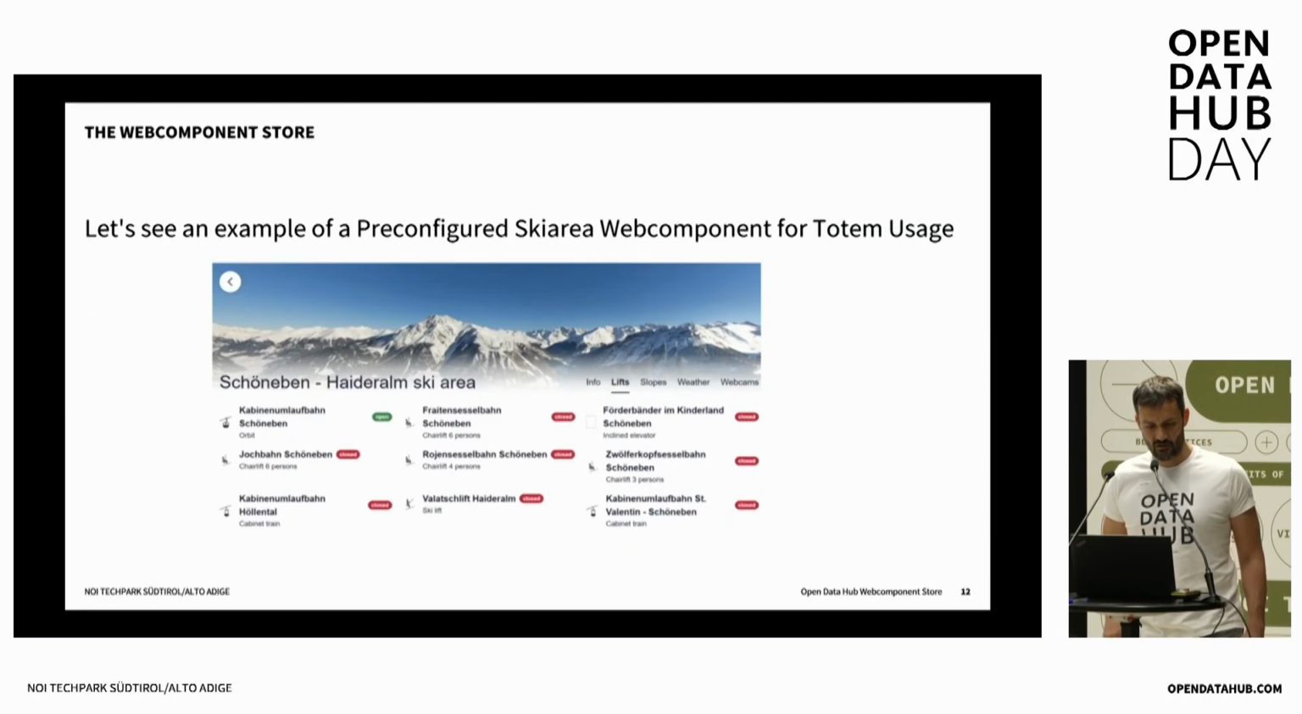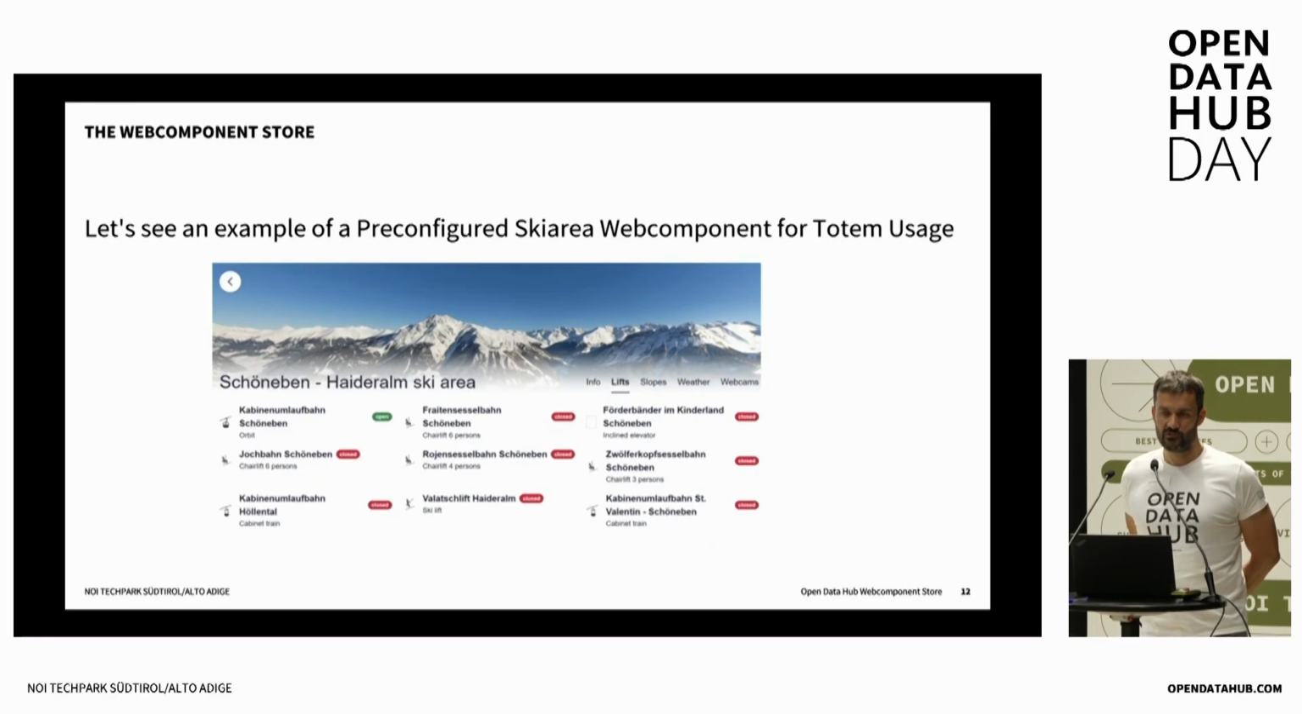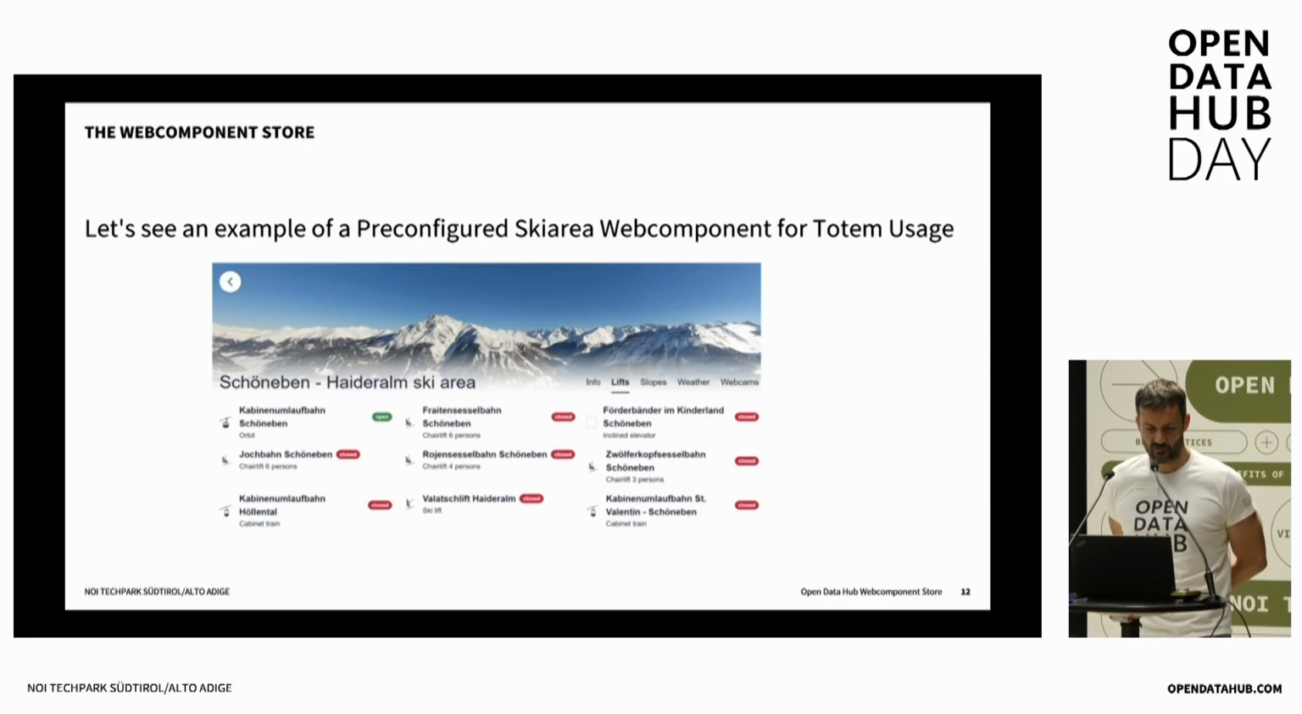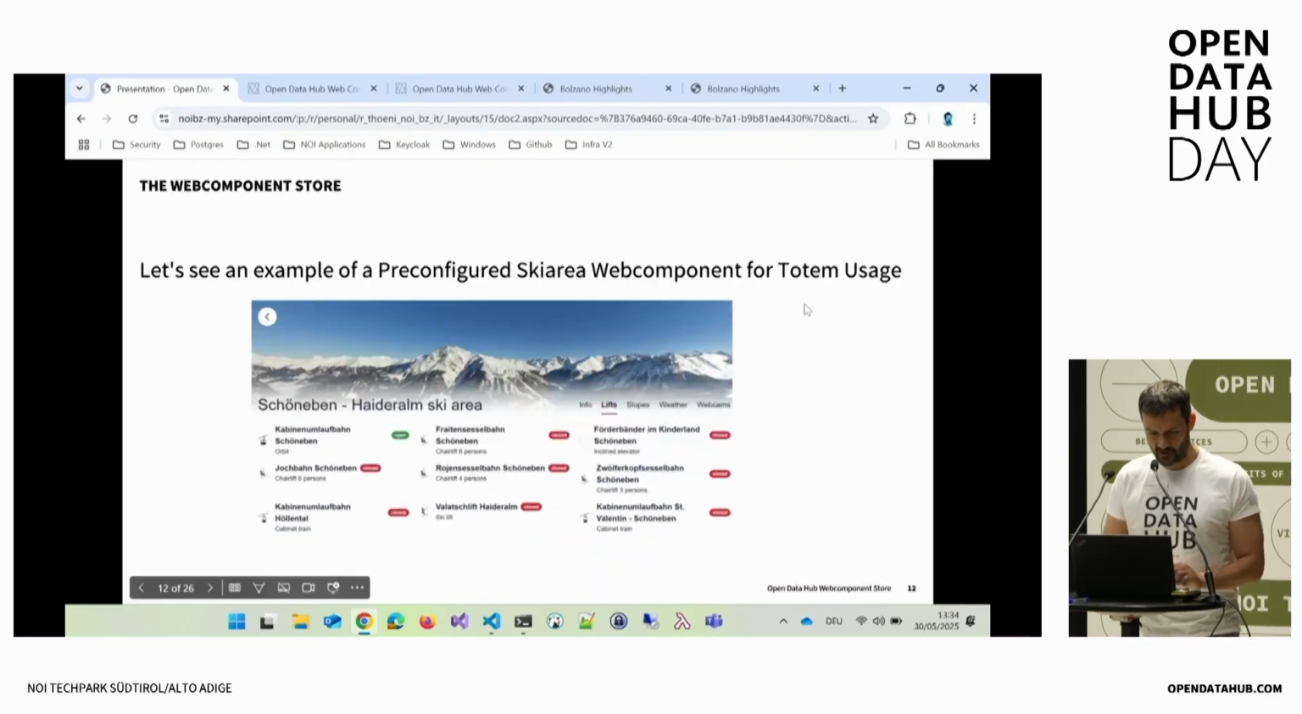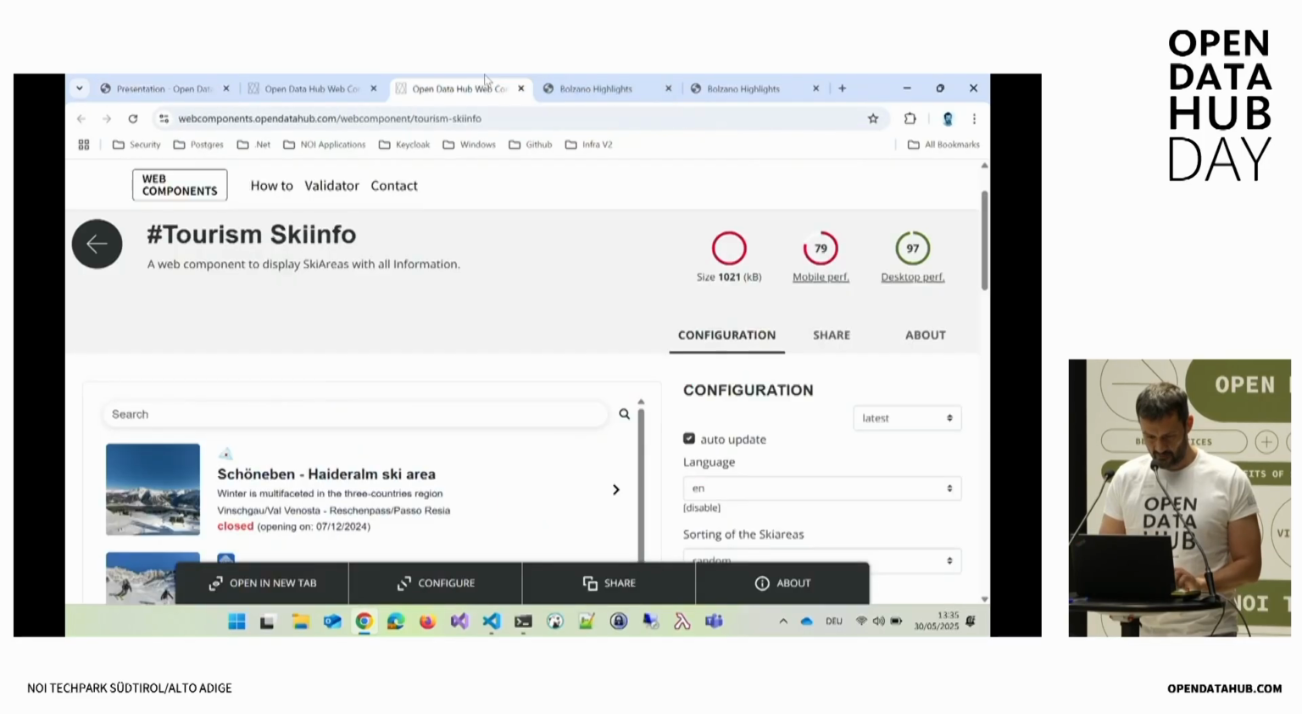We will see it now on an example of a pre-configured ski area web component for a totem usage. For example, imagine you are an accommodation in the middle of 2 ski areas, and you want to visualize to your guests the status of the ski area, because the guests every day will come to the reception and ask, is the slope X open, is the lift Y open, and so on. Then you can use our Web Component Store.